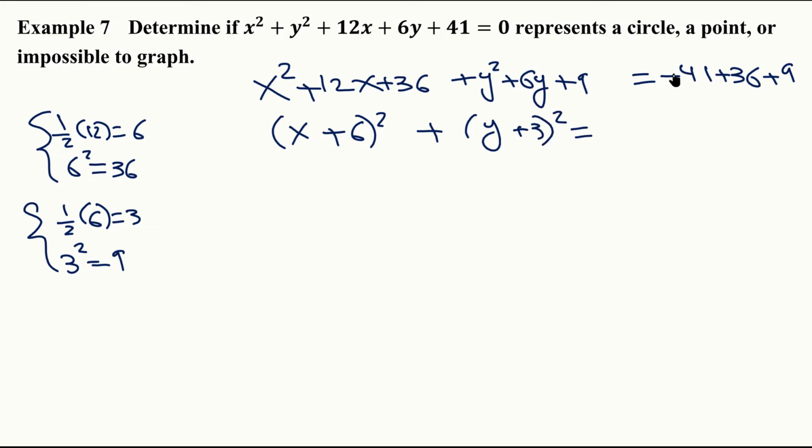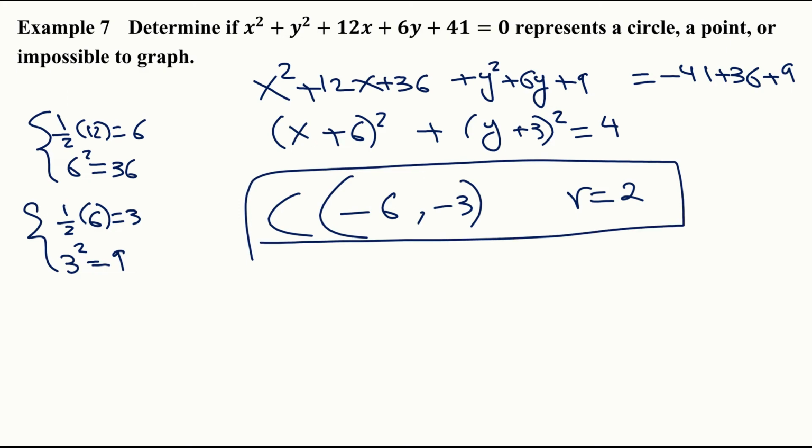And over here, we have negative 41 plus 36, which is negative 5 plus 9, which is 4. All right, so you know the trick now. Whatever you see here after x, take the opposite for the h value. And whatever you see after y here, take the opposite for k. Since they were both positive, these are going to both be negative, right? And this, of course, is the square of the radius. So the radius is going to be the square root of that, which is 2.